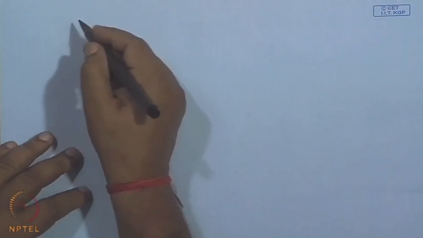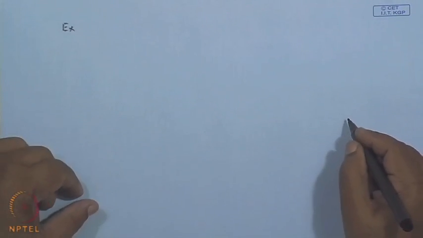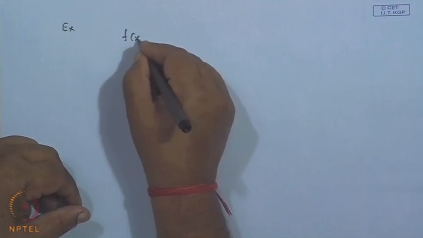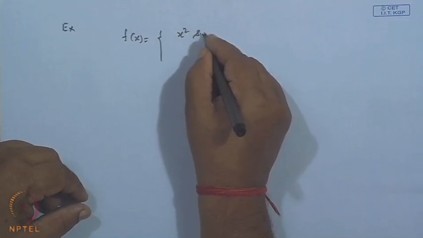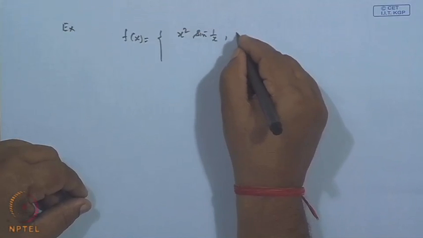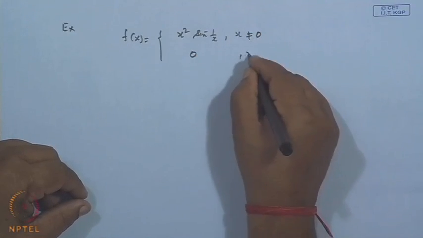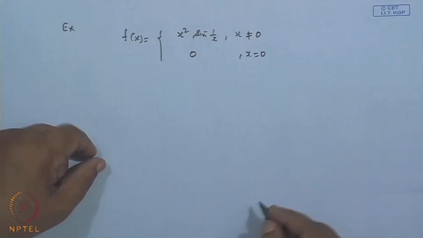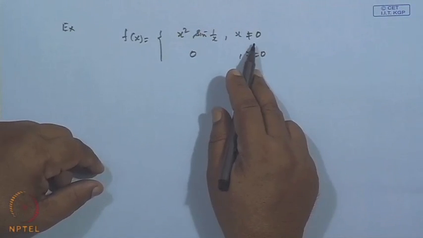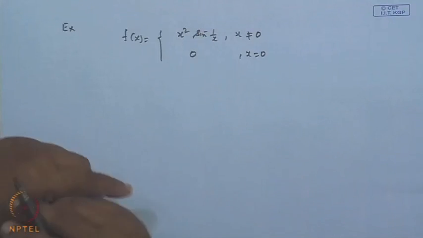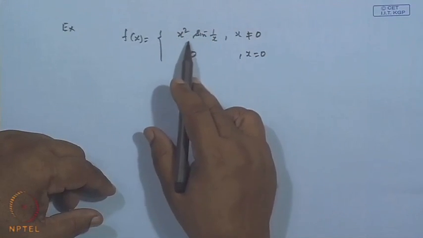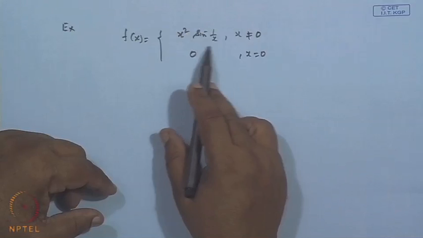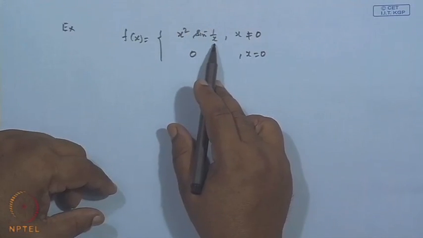Okay. Now, let us take a few examples where the differentiability is there. Suppose I take the function f x equal to x square sin 1 by x when x is not equal to 0, and 0 when x is equal to 0. Okay. Now, when x is not equal to 0, the function is defined in this fashion. Now, x square is a continuous and differentiable function, and sin is continuous and differentiable so long as x is not equal to 0.